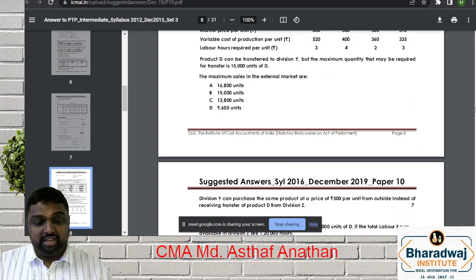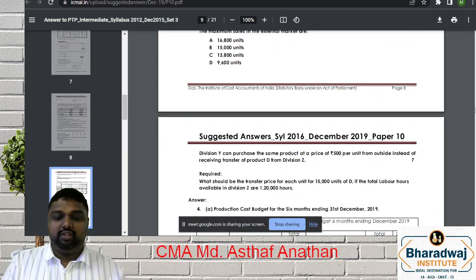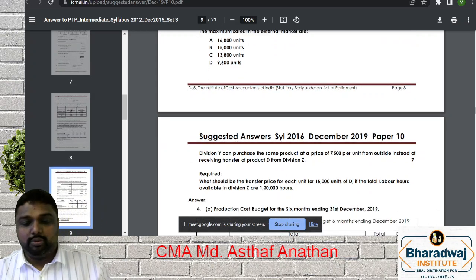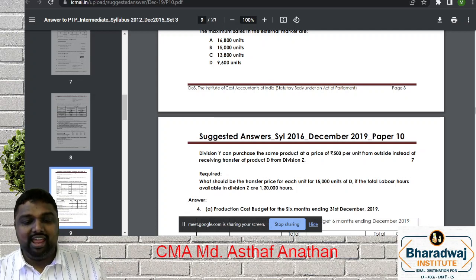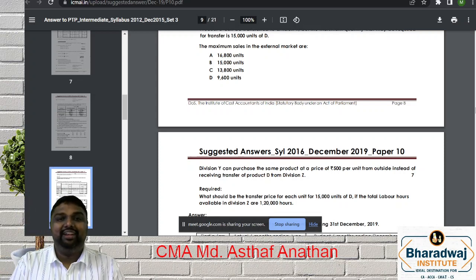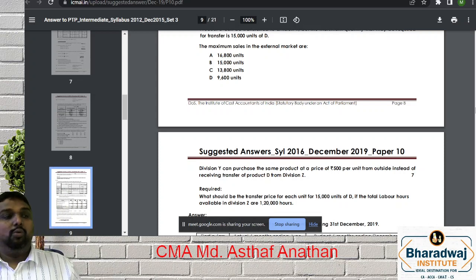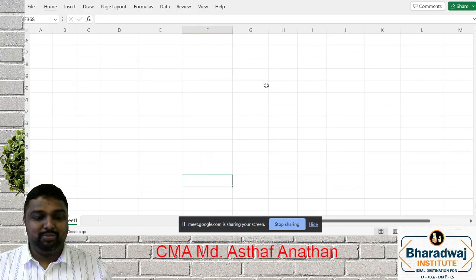So they are given three situations. Y purchases the same product at 500 instead of receiving from D. What should be the transfer price of 15,000 of D? If the total labor hour available is 1,20,000 hours, what is the maximum? So, hope all of you remember this type of question.